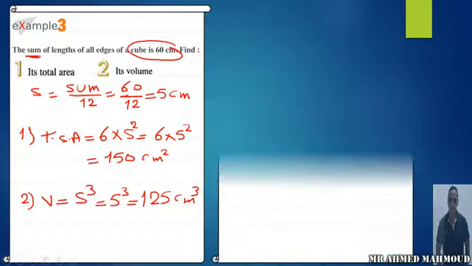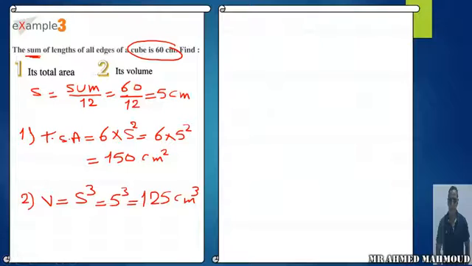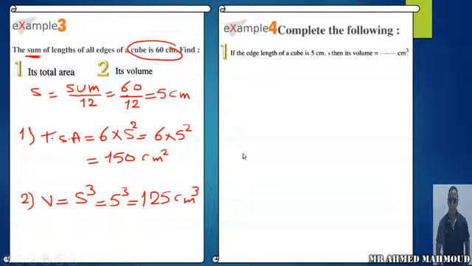The next example, example 4: complete the following. The first one, if the edge length of a cube equals 5 centimeters, then its volume equals what? Here the edge length equals 5, then the volume equals 5 to the power of 3, equals 125 centimeter cube.